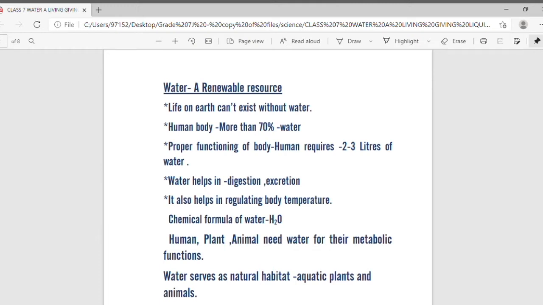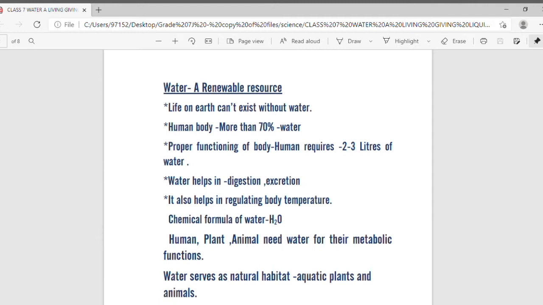So how is water helping the human body? It helps in digestion and excretion. Digestion of food requires water. Removal of waste from the body requires water. It helps in regulating body temperature. How? When your body gets heated up, if you go under sun, you start sweating. So the water is released along with salt. Then your body cools down. So this is the way the water is regulating body temperature, in the form of sweat.